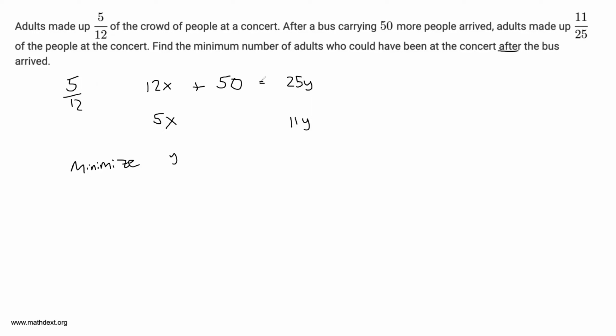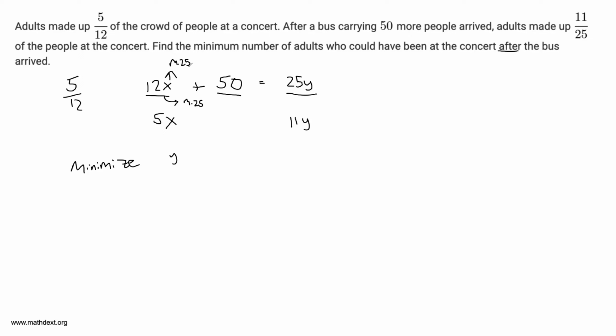And what you can do is notice, take a look at this. This one's a multiple of 25. This one's a multiple of 25. So because 12x plus a multiple of 25 is equal to a multiple of 25, 12x itself must be a multiple of 25. So 12x is a multiple of 25, which means that x itself has to be a multiple of 25 because 12 doesn't have any factors of 25 that are greater than 1. So x is a multiple of 25.